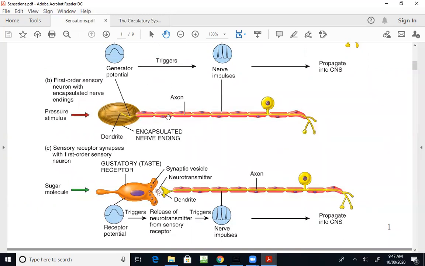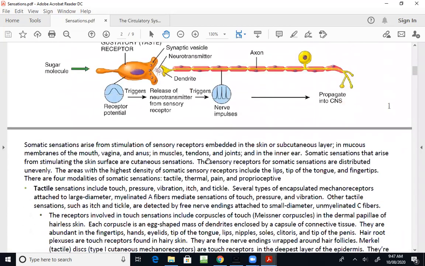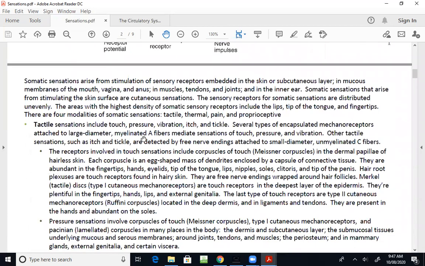We also talked about myelin, like what we see here with all 3 neurons, and how myelin speeds up nerve signals. So these large diameter myelinated A fibers are going to carry signals extremely, extremely fast for sensations of touch, pressure, and vibration. Other tactile sensations like itch and tickle are detected by free nerve endings attached to smaller diameter unmyelinated C fibers. So when we have the sensation of touch, we're carrying that signal a lot faster than when we are itchy or getting tickled, which seems kind of weird, but that's just the way that our body is built.